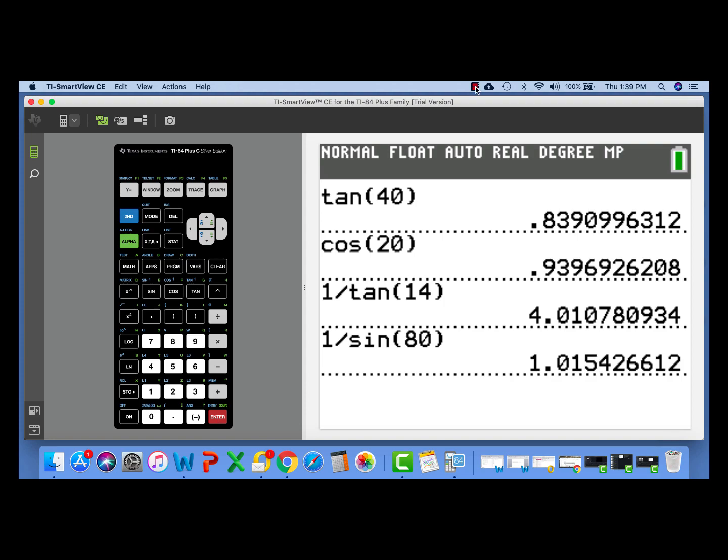Now I would do the same thing if I wanted to do this in radians. I would just make sure that I would go into radian mode on the calculator. So if I wanted to find the tangent of pi over 3 radians, I would just make sure that I'm in radian mode to do that.